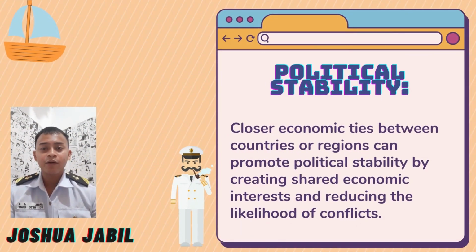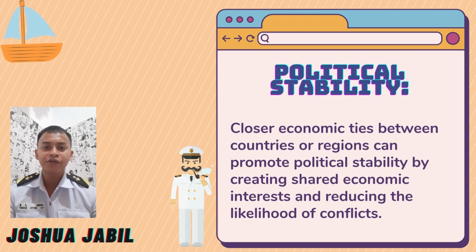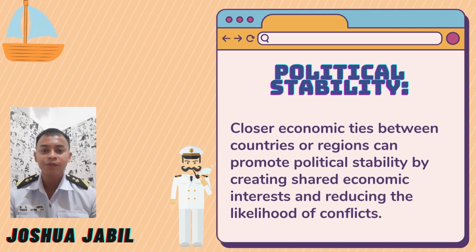Political stability. Closer economic ties between countries or regions can promote political stability by creating shared economic interests and reducing the likelihood of conflicts. So it is important to maintain a firm and secured political relationship among economic related businesses in different countries, enabling a low rate of possible conflicts and corruption.